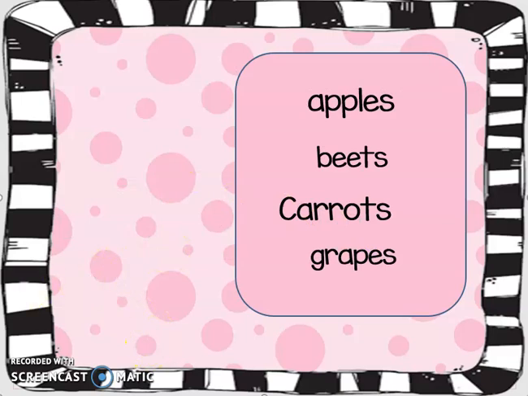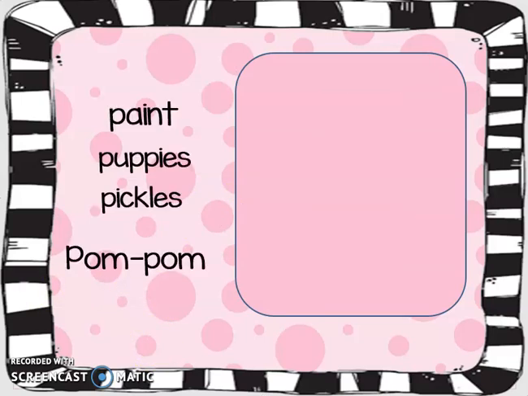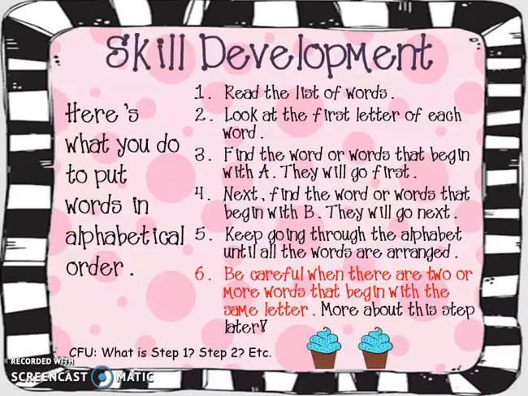Okay, let's try it again with some different words. What if I have all these ones? Oh, okay, now wait a minute. Hold the phone. A, B, C, D, E, F, G. Wait a second. They all start with a P. Let me read this list. Paint, puppies, pickles, pom-poms. Remember I said we would come back to that step number 6? Well, let's go back here and look. Okay, I read the list. I looked at the first letter of each word. Find the word that starts with an A. Well, wait a minute. They all start with a P.